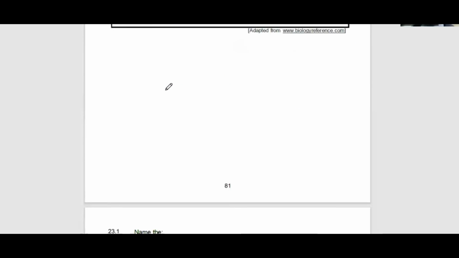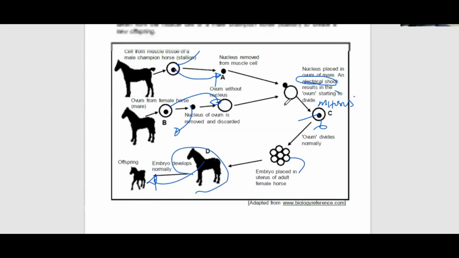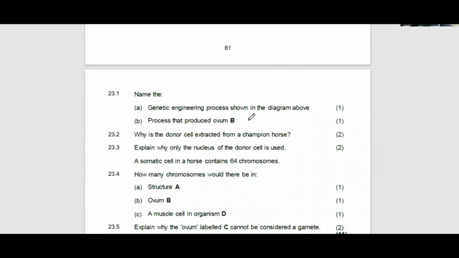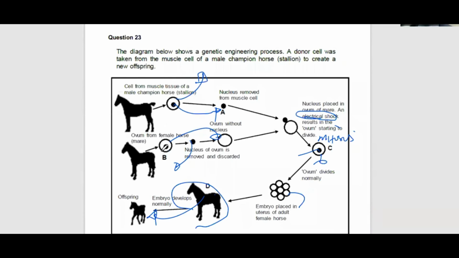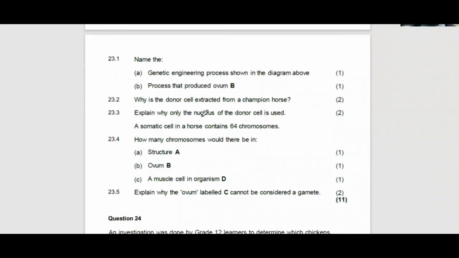Question: name the genetic engineering process shown in the diagram above. How do you call this? Cloning. Simple. Which process produced ovum B? The process by which ovum are produced, we call oogenesis. But don't forget that they undergo what we call meiosis, and then oogenesis is produced as an ovum is being produced. So the process is oogenesis or meiosis, because they are not specific.